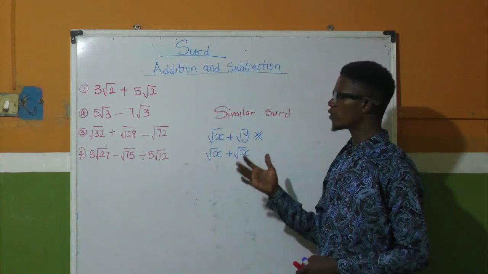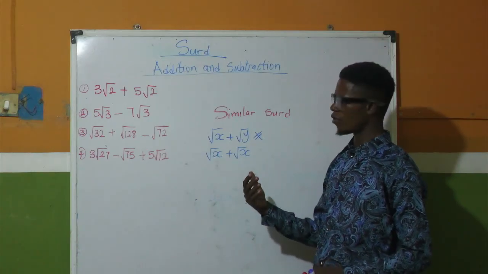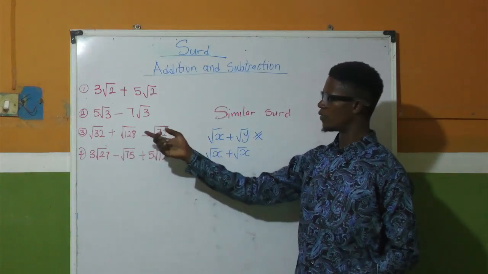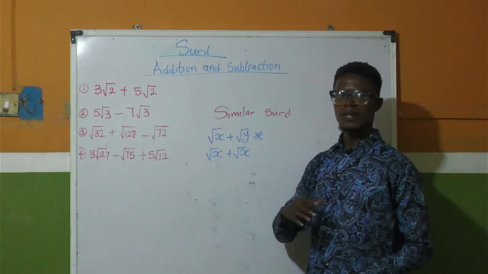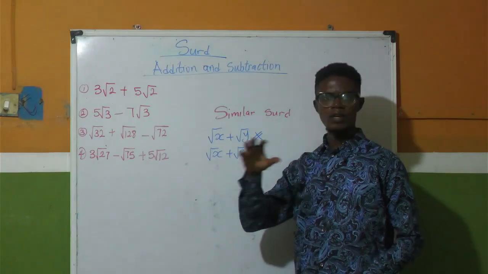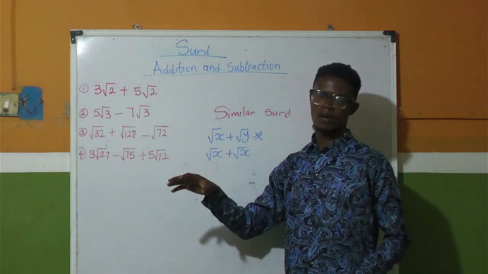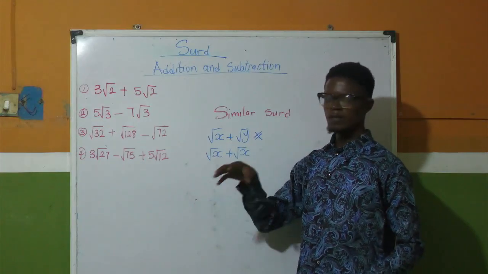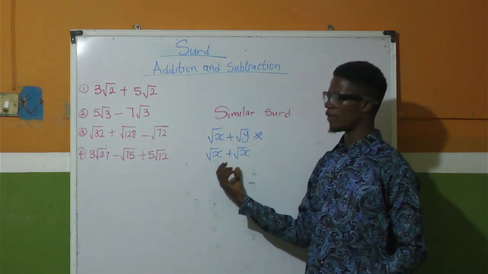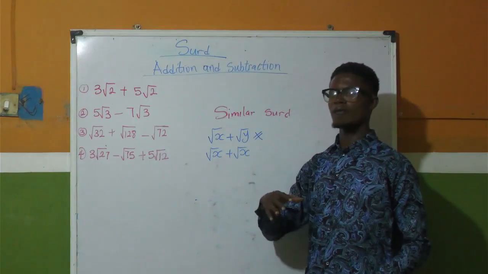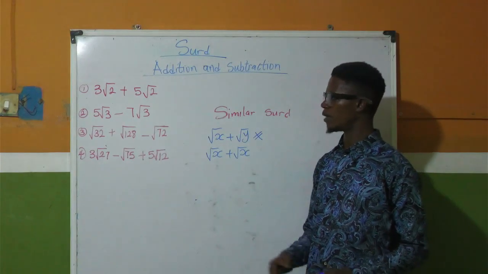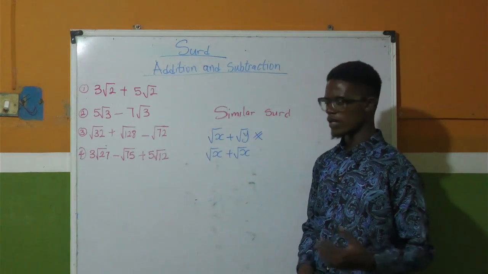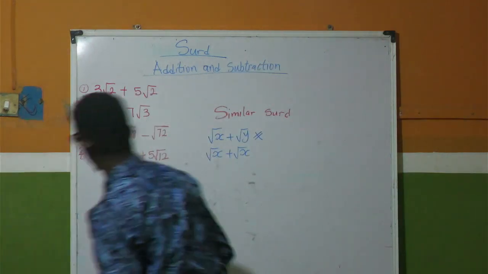Before you add, you must look at the irrational values of each expression and check whether they are the same. If they are different, you leave your answer that way. You cannot go further. Only values that have the same irrational values are the ones you can perform operations on. You're going to see how that plays out when we are solving these various questions. So let's go into solving.